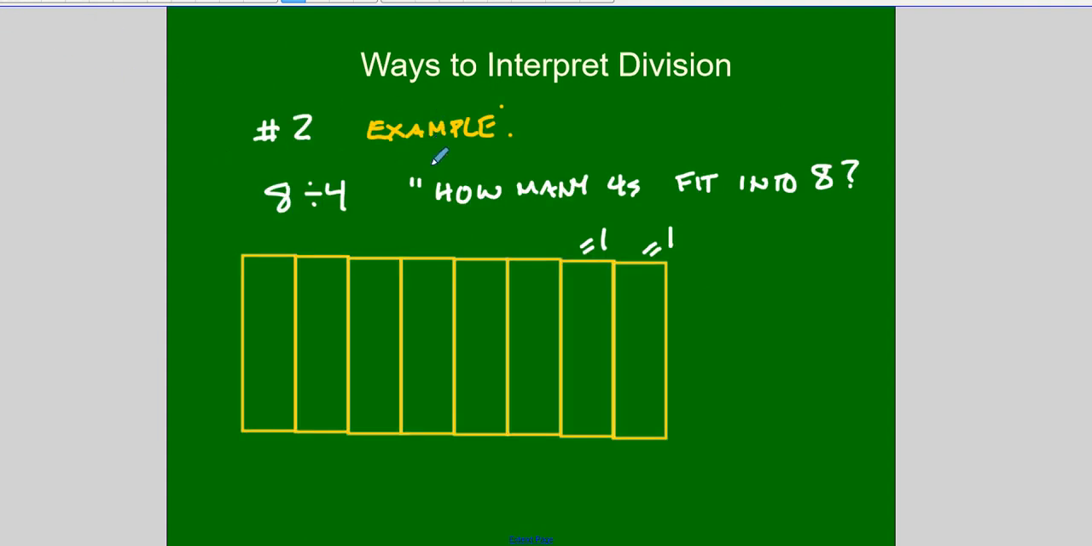The second way to interpret division is like 8 divided by 4. How many 4s fit into 8? I've got 8 pieces here: 1, 2, 3, 4, 5, 6, 7, 8. 4 pieces is right here. And you can see that these 4 pieces fit into 8 twice. So 2 pieces of 4 fit into 8, and the answer would be 2. We're going to use both of these interpretations to help explain what's going on when we divide fractions.